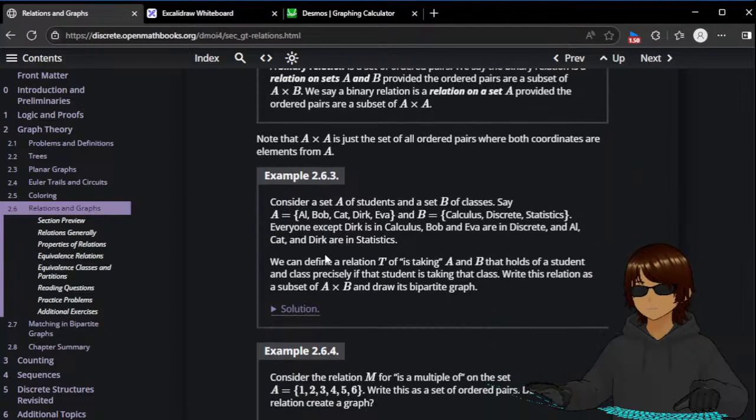Now A × A is just the set of all ordered pairs where both coordinates are elements of A. Consider a set A of students and a set B of classes. Say A is Al, Bob, Kat, Dirk, and Eva, and B is calculus, discrete, statistics. Everyone except Dirk is in calculus. Bob and Eva are in discrete, and Al, Kat, and Dirk are in statistics. We can define a relation T, is taking, on A and B that holds a student and class precisely if that student is taking that class. Write this relation as a subset of A × B and draw its bipartite graph.